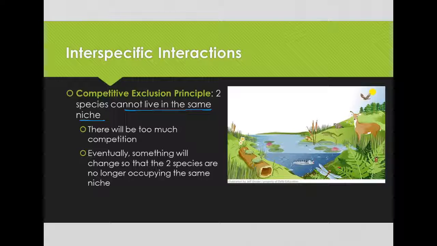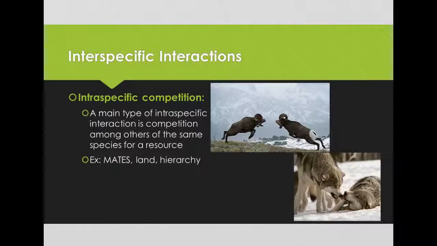There will be too much competition, and eventually something will have to change such that the two species are no longer occupying the same niche, whether that means they then have different food sources or they live in different places or something like that. So we've mostly talked about interspecific interactions, which I should really cross this top part off.